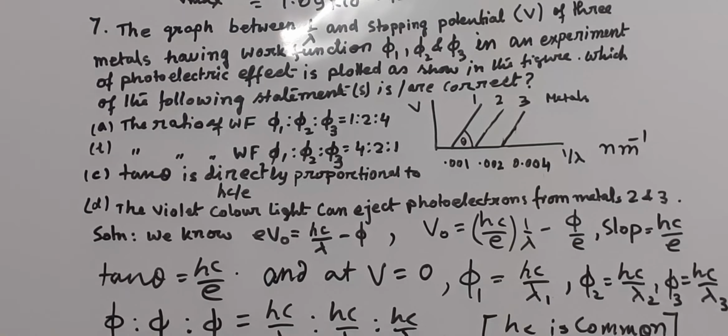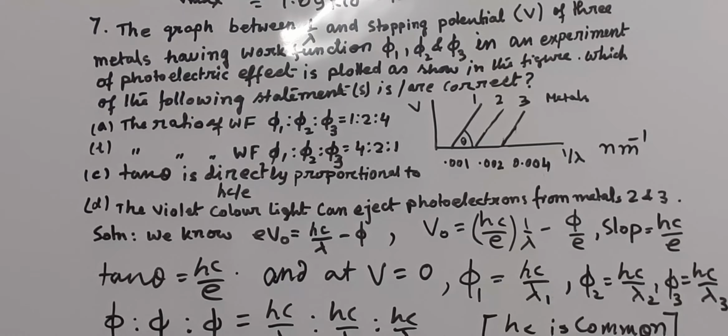There are choices. The solution for this: e V naught equal to h c by lambda minus phi. There is a standard equation. We can write V naught equal to h c over e into 1 by lambda minus phi by e. And from this we can say y equal to mx type plot. So, we can see the slope is h c over e. In the choice this answer is there. So, of course, this will be one of the answers.